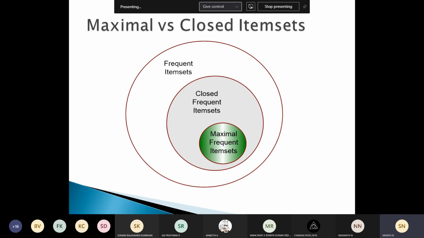Maximal. Am I audible and is the screen visible? Yes, ma'am.